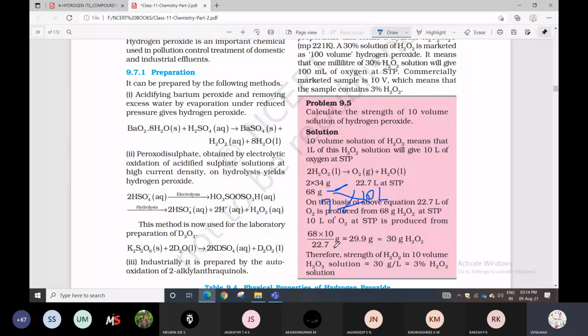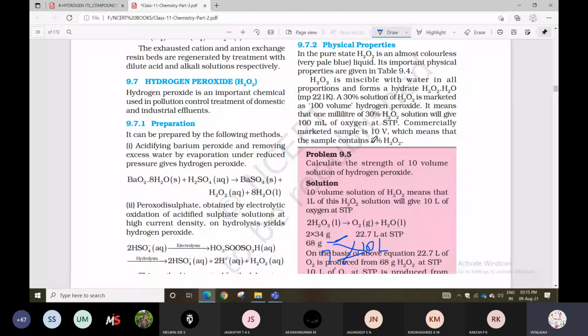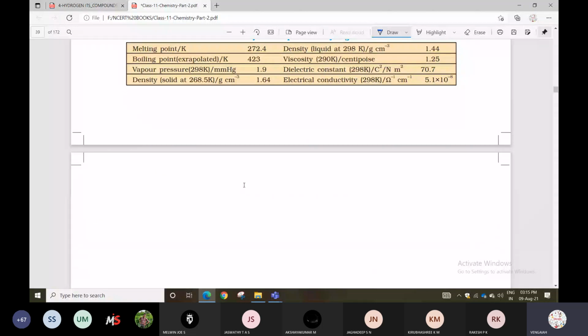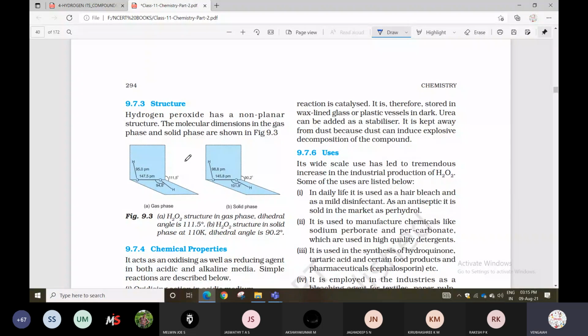Structure of H2O2, you can check it. Hydrogen peroxide has a non-planar structure. The molecular dimensions in the gaseous phase and solid phase are also given. You can say it is an open book structure. They also give the bond angle, and we can check the shape too.